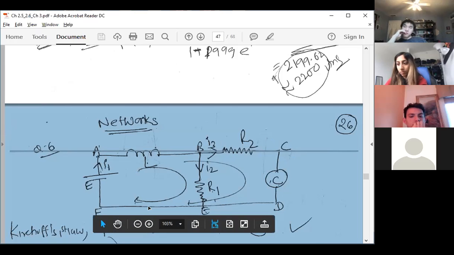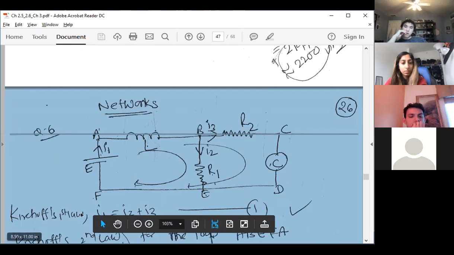You have to mention your loop. Here we are going to use both the Kirchhoff rules. Current I1 is divided into two parts. So I1 equal to I2 plus I3. That is my first Kirchhoff's law. Kirchhoff's first law: I1 equal to I2 plus I3.